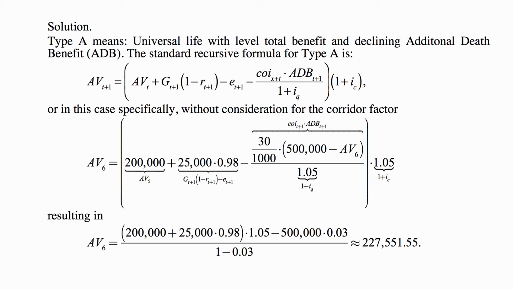Well, as you can see, this is an equation in which only AV6 is unknown. Everything else is known. And we solve it for AV6, and we obtain 227,551.55.